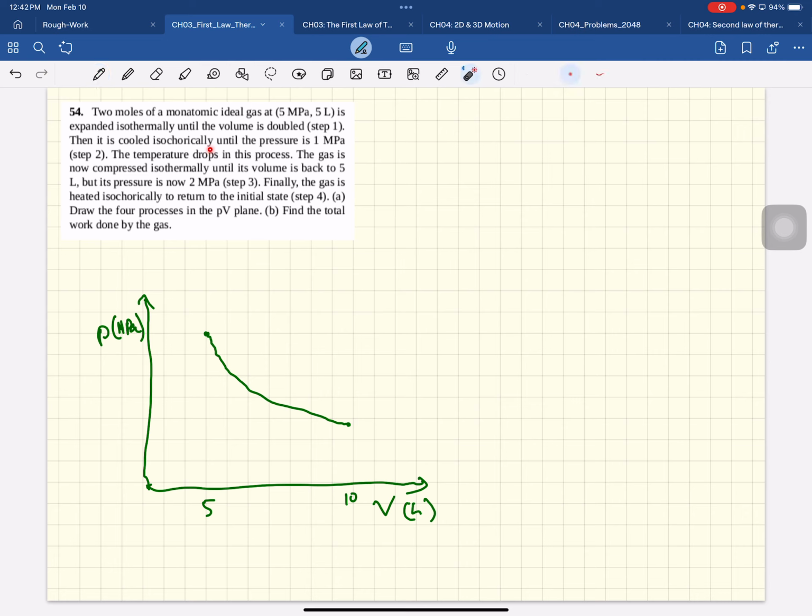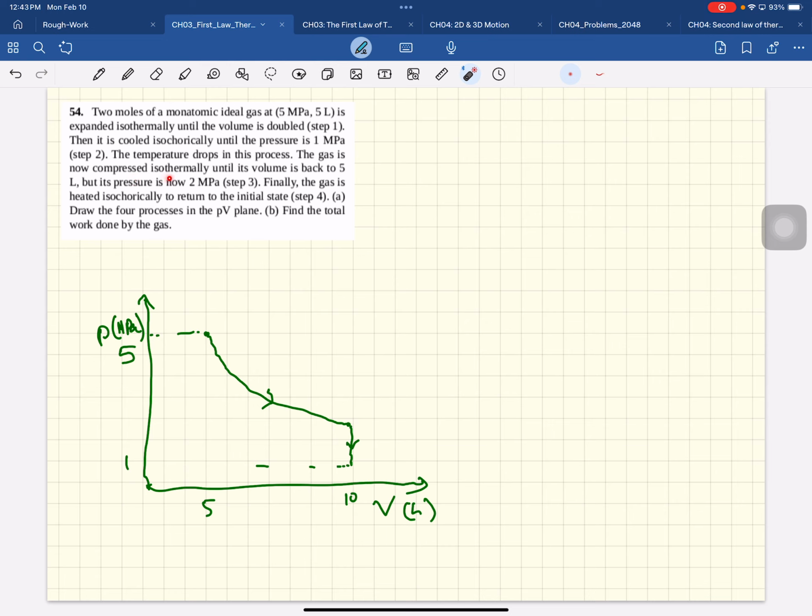Then it's cooled isochorically. What does isochorically mean? The volume is constant. So it's cooled. When you cool a gas, what happens? The pressure decreases. So that's the process, until its pressure is 1 megapascal. So this is 5, and that is 1 megapascal. The temperature drops in this process.